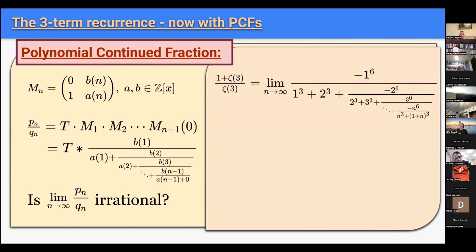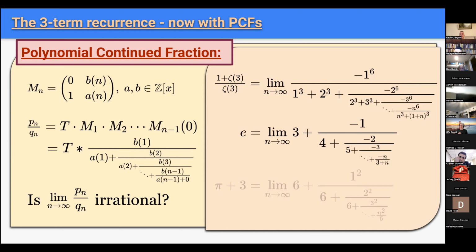Up until now, we talked about the zeta-3 case, right? And this is a very nice polynomial continued fraction, and it gives you zeta-3 up to a Möbius action. There is also a simpler polynomial continued fraction for E, and a simple polynomial continued fraction for pi. And remember, the continued fraction for pi was really, really complicated. The polynomial continued fraction is very simple.